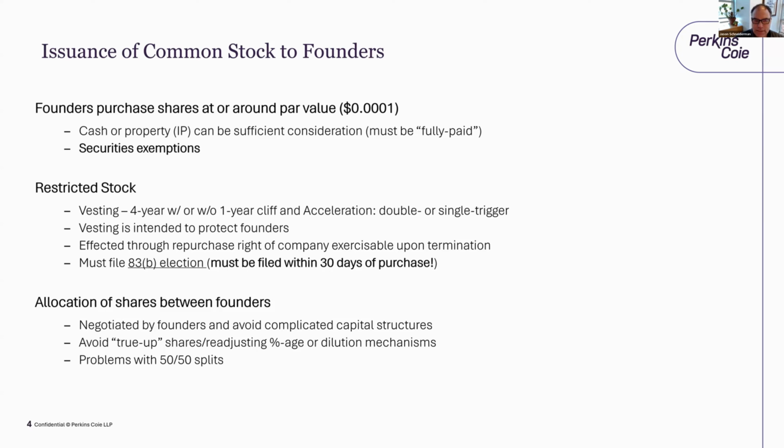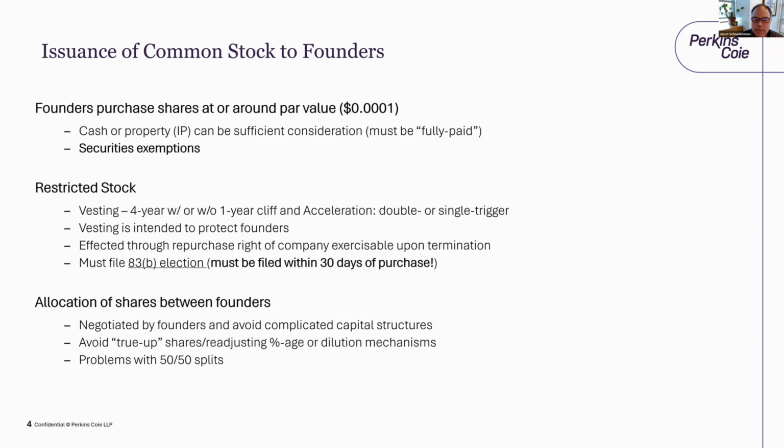Typical vesting terms are 4-year vesting, which could be with a 1-year cliff, and then we have some accelerations, double trigger and single trigger. I'll go through that real quick. What does that mean? 4-year vesting typically would just be 1/48th of your shares vesting each month you provide services to the company.